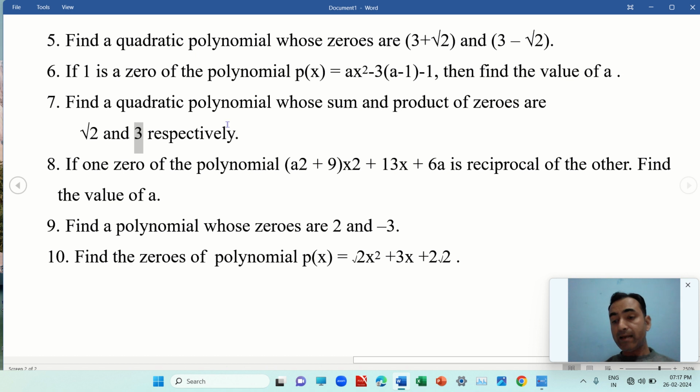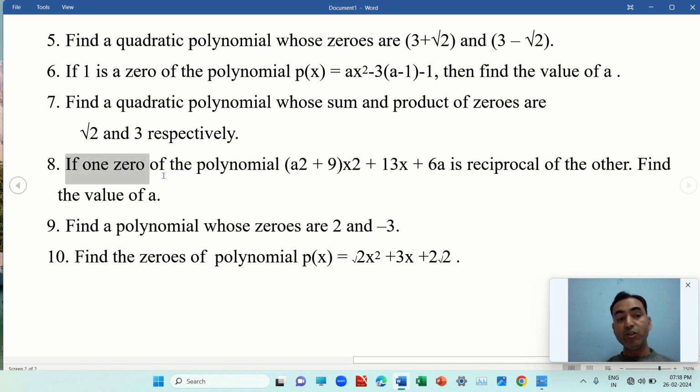So directly we can use the formula, again the same formula, p(x) equals k[x square minus (alpha plus beta)x plus alpha beta]. In place of alpha plus beta, we will directly put the value of root 2, and in place of alpha beta you will directly put the value of 3. Then you will get the desired quadratic polynomial. So in most of the questions here you can understand that we have to make the new polynomial by using the same formula, by getting the values of alpha and beta.